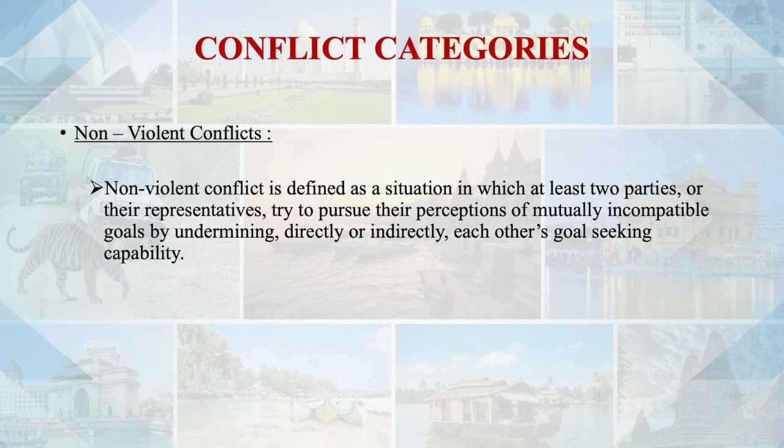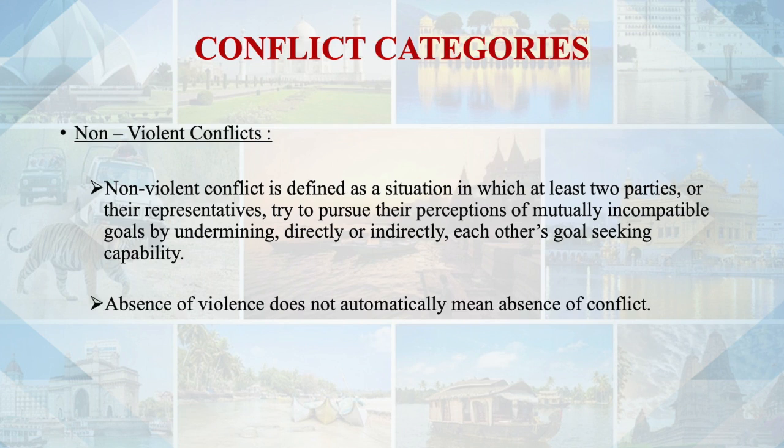In non-violent conflict, there lies a situation where we have two or more parties or their representatives which try to pursue their own perception of mutually incompatible goals. It means the parties' goals are not compatible and they are trying to undermine their respective goals, directly or indirectly, and their goal-seeking capability. So these are situations combined under non-violent conflicts.